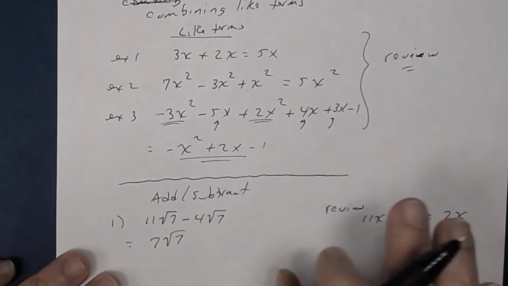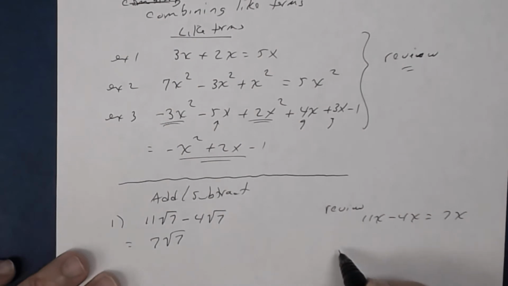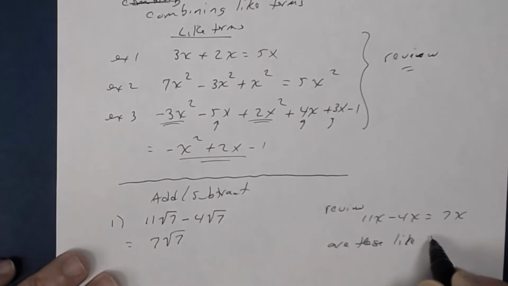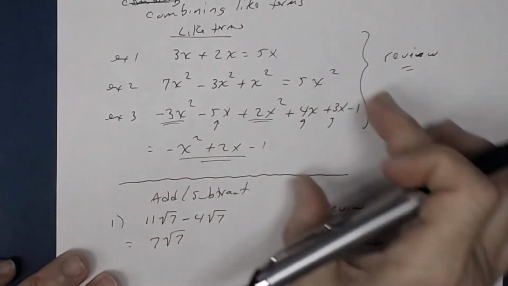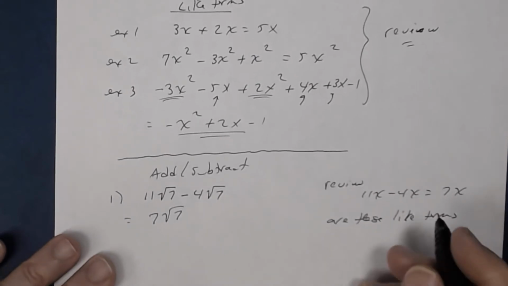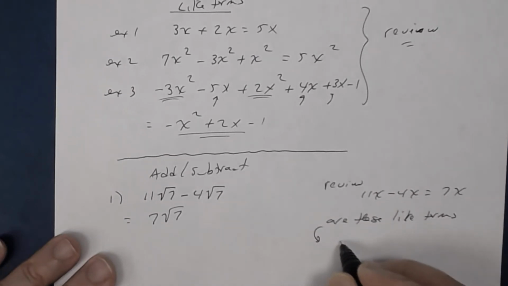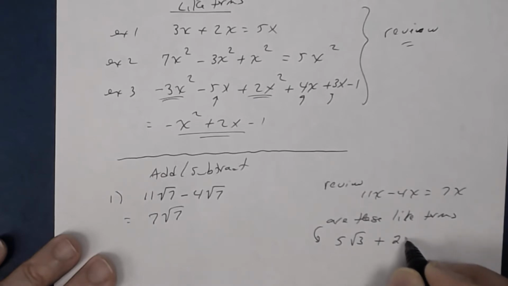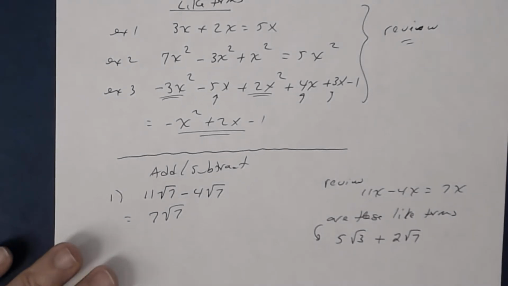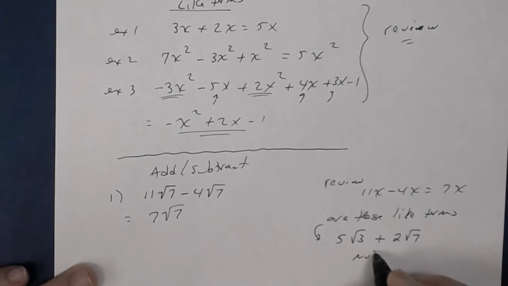Now, let's go back right here and ask you this. Are these like terms based on our discussion? These right here. 5 square root of 3 plus 2 square root of 7. Are these like terms? No, those are not like terms.